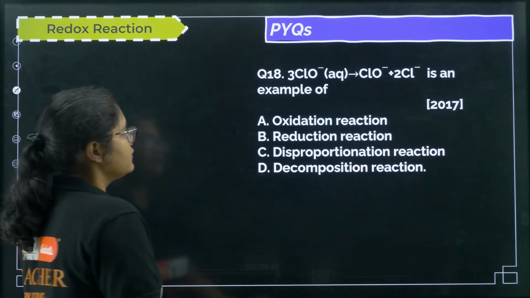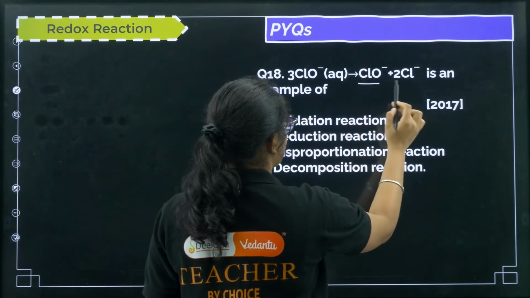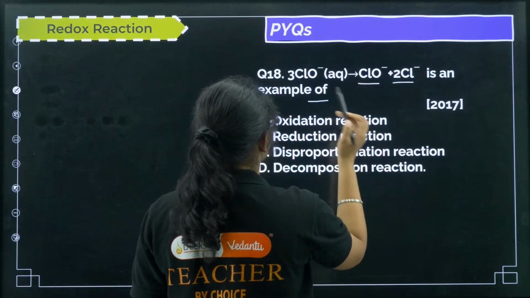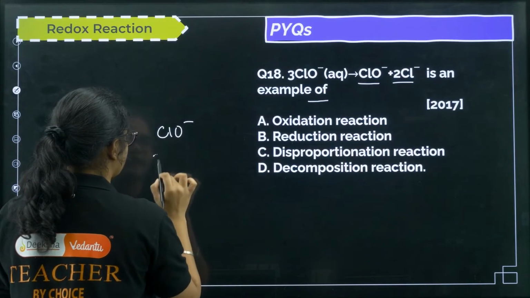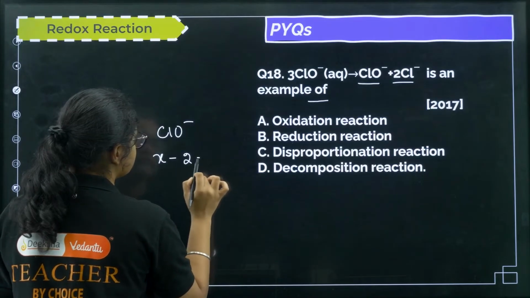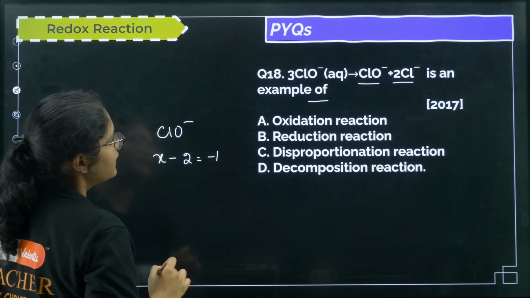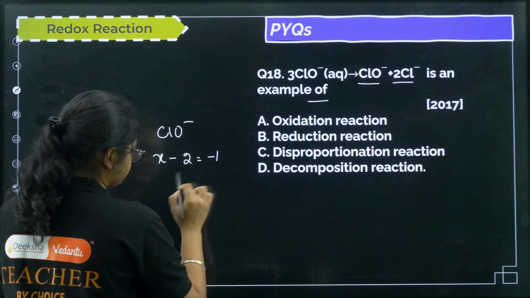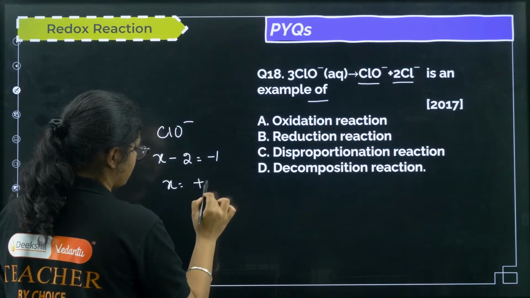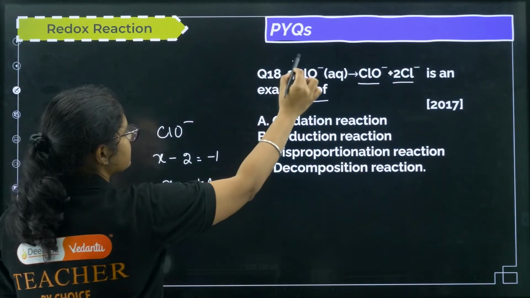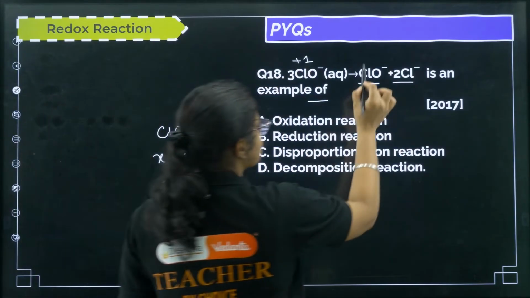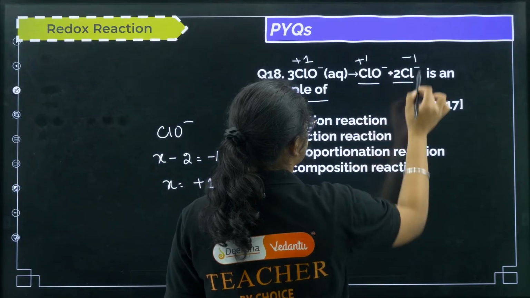Next, question number 8, 3ClO minus gives ClO3 minus and Cl minus, is an example of. So here if you see the oxidation state of chlorine, that is X minus 2 is equal to minus 1, right? So that is your X will be equal to plus 1. Right, here it is plus 1, here also it will be plus 1, and here it is minus 1.